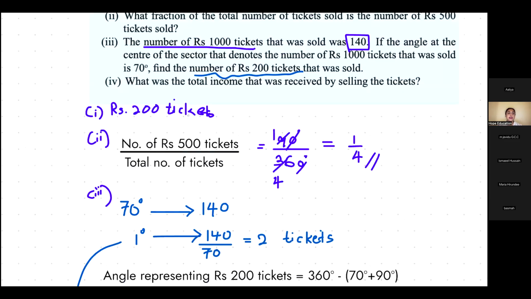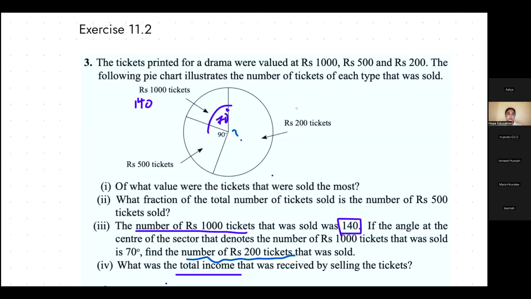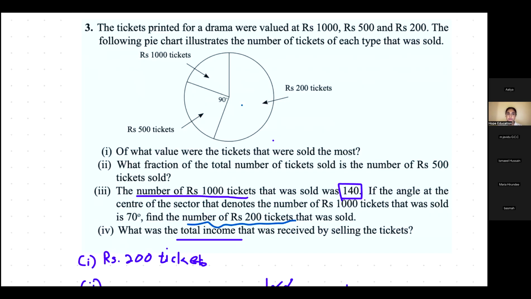And finally, they're asking, what is the total income that was received by selling the tickets? At the end of the day, we care about how many tickets. 1,000 rupee tickets, 140 have been sold, that they have given. So 1,000 rupee tickets, 140 have been sold.